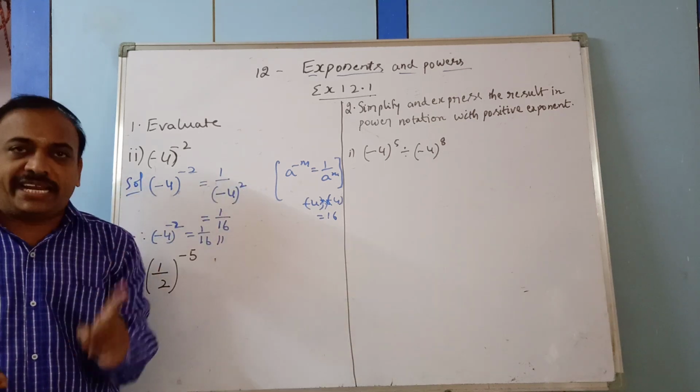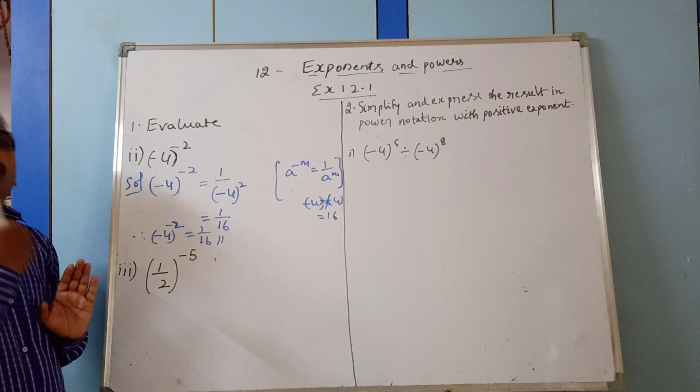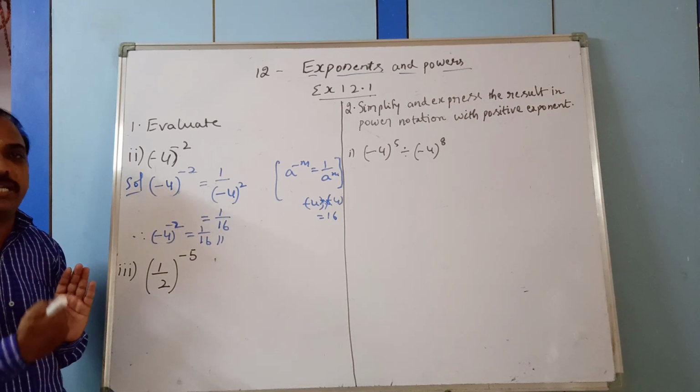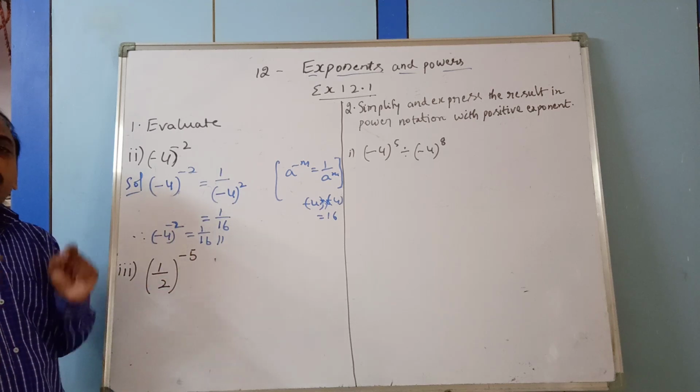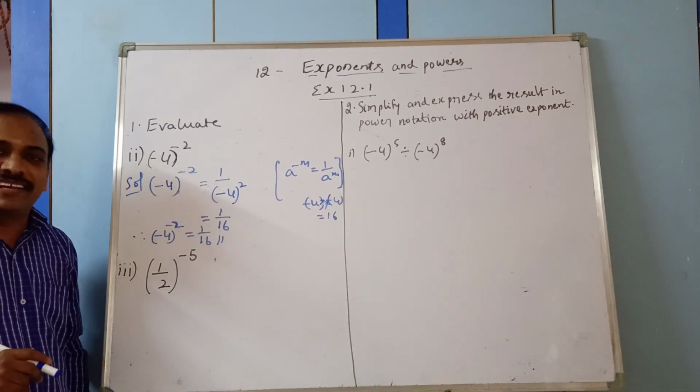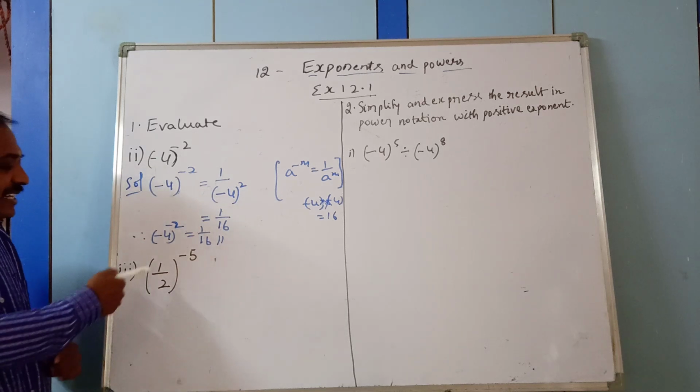Every time you have to write beside the step what formula, what identity, what law of exponents we are using to simplify that particular step. Is it clear? Right.